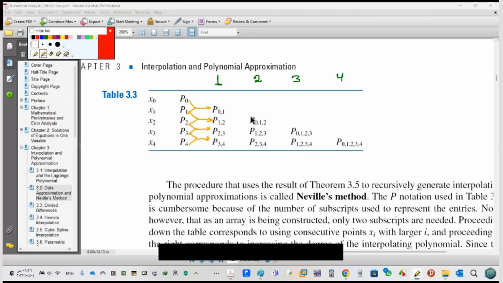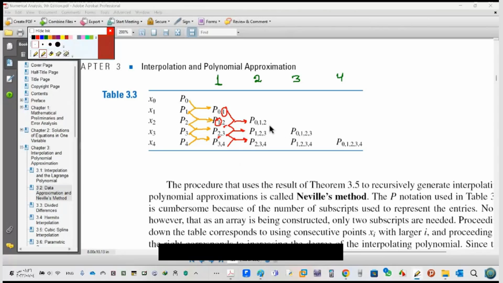Now, for degree 2, this and this, I can see it. And see, I have 1 and 1, so it's common. So we can see B0,1,2. This and this gives me this. I have here 2 and 2. So B1,2,3. This and this gives me B2,3,4.